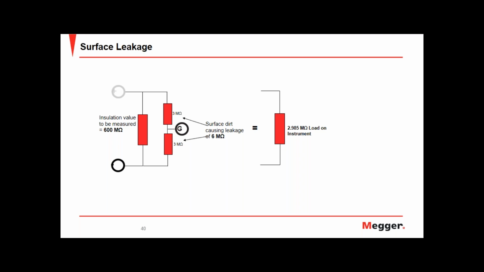Using the formula for resistors in parallel, we can see how the surface contamination quickly reduces an expected value of 600 megohms to a value just under 3 megohms. So this destroyed the result that we were expecting. This just shows how dramatic an effect that surface leakage can have on our IR values. So in this instance, we'd probably be condemning this asset because it's got such a low IR value.